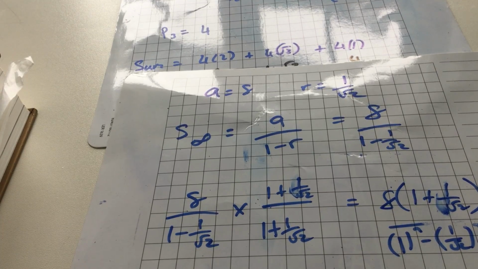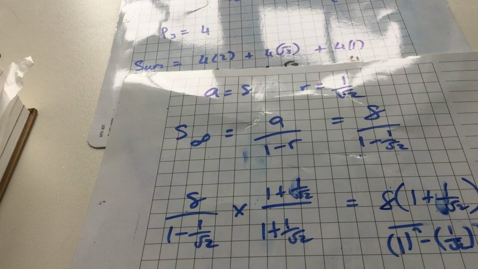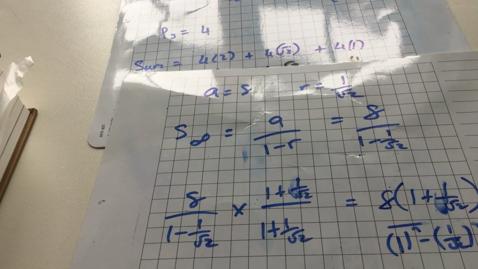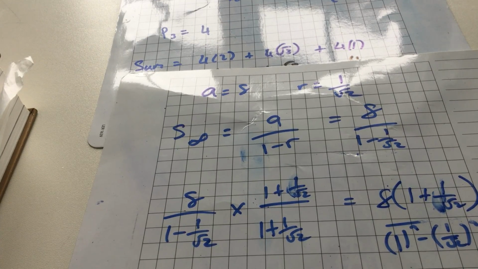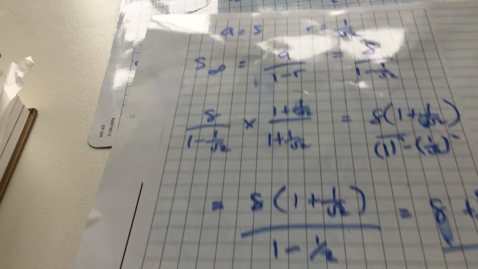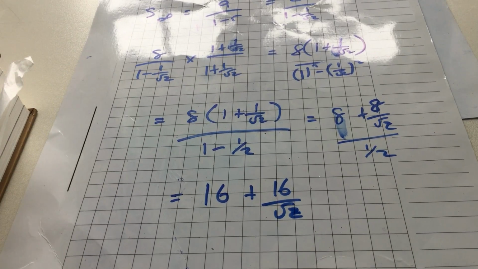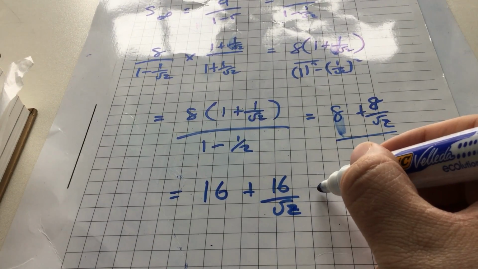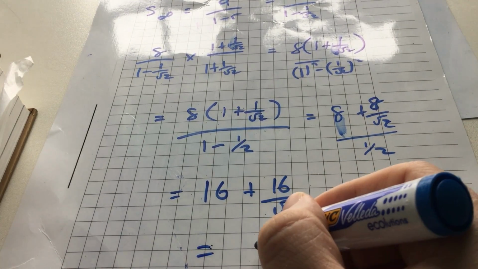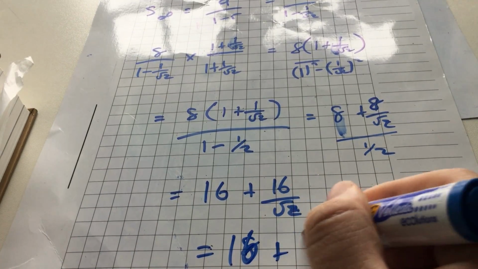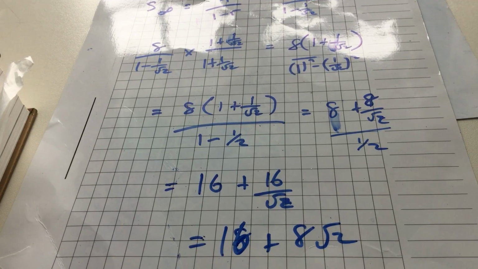Which is 8 plus 1 over root 2 over a half. Okay, so divide by half, so I'm multiplying by 2, so I get 16 plus 16 over root 2. Now, again, they're going to want you to fix this to be root 2 over 2, which will give you 16 plus 8 root 2. Okay, you can put 16 over root 2 in your calculator, and it'll fix it for you.